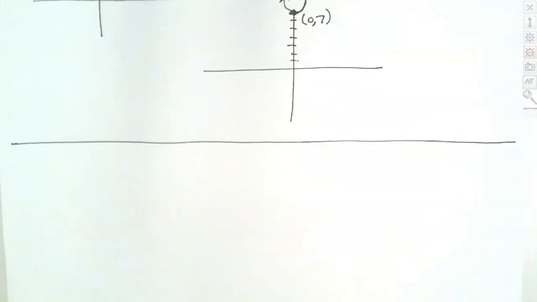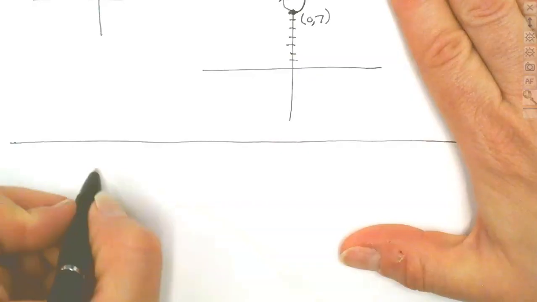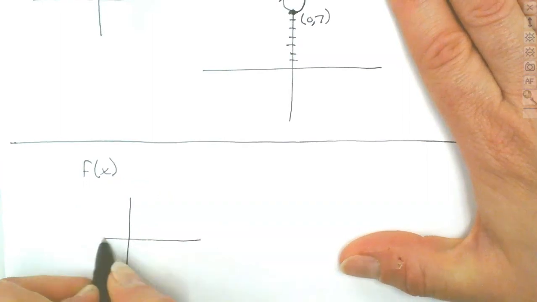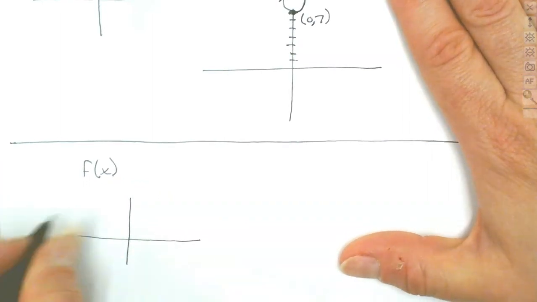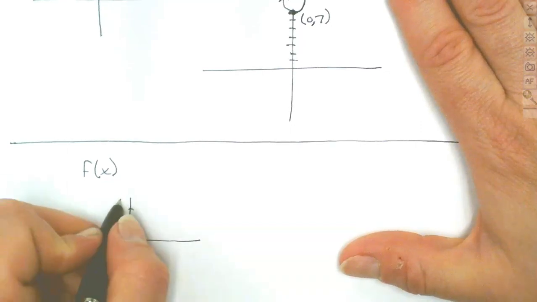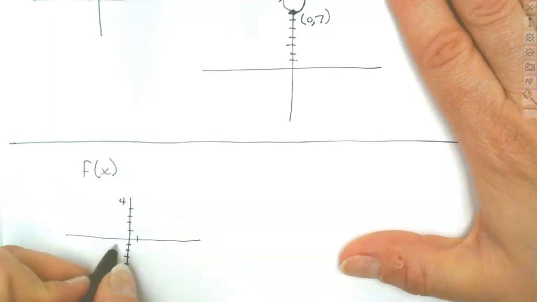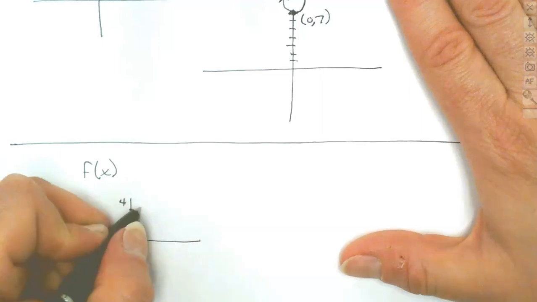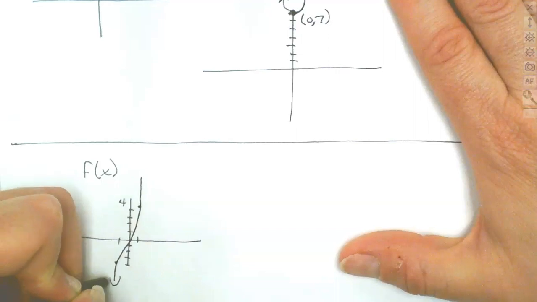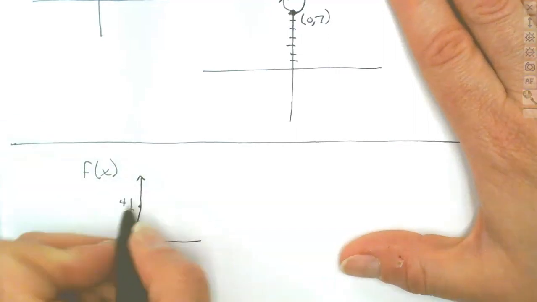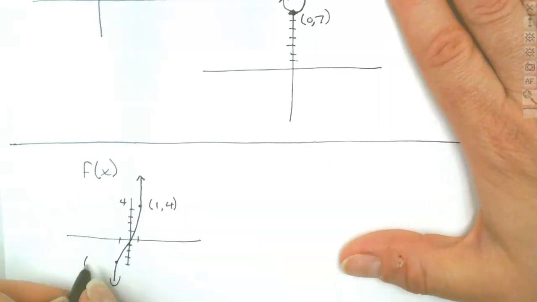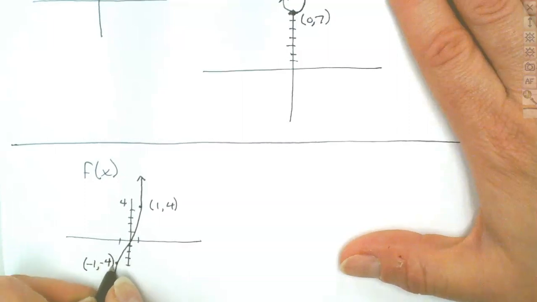Let's try another one. Here's your f of x again. And this is our original graph. And I'll go ahead and make these ordered pairs. So this ordered pair is at 1, 4. And this one's at -1, -4. So that's our original.